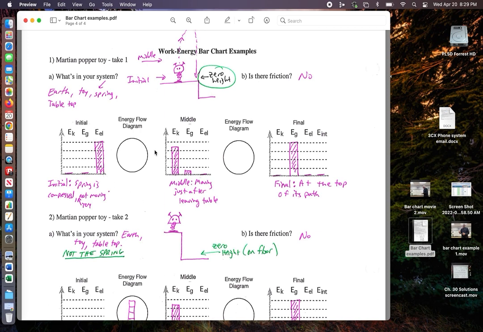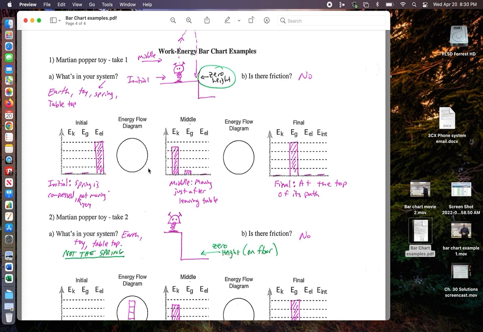As we go to this middle situation, the spring has just left the table and the toy's just left the table. So the spring is not compressed anymore. So it has 0 elastic potential energy. It's just above the surface, so I gave it a little bit. I gave it half a bar of gravitational potential energy. And it's moving, so I gave it 3.5 bars of kinetic energy.